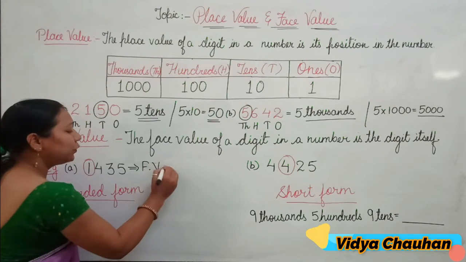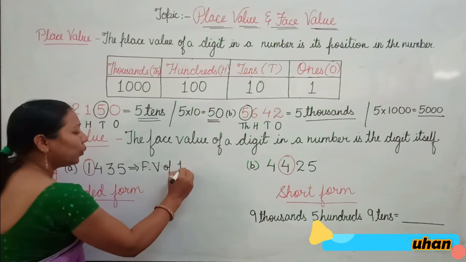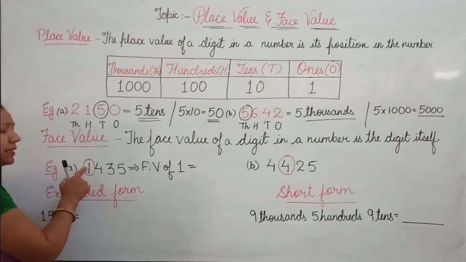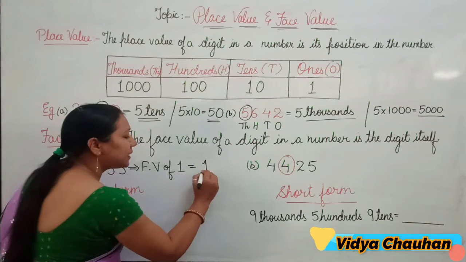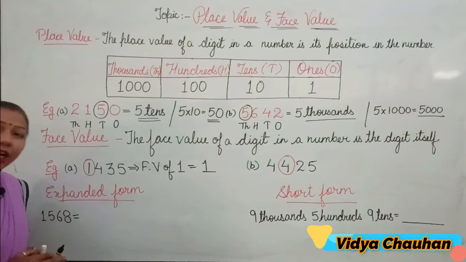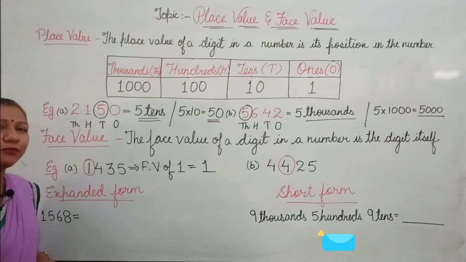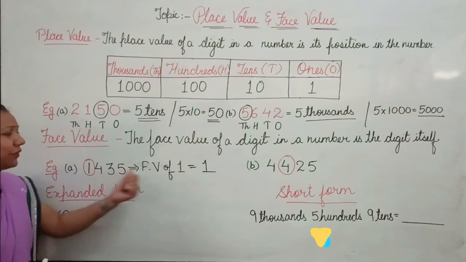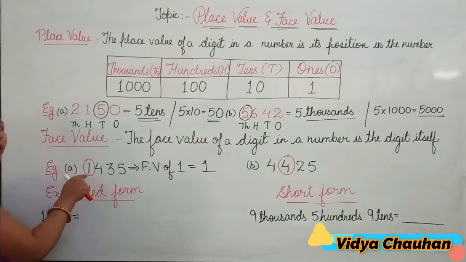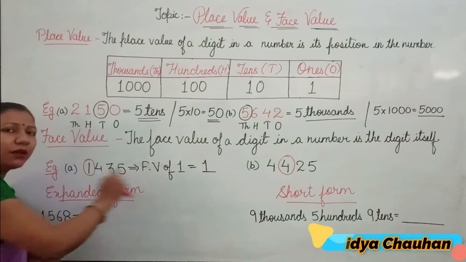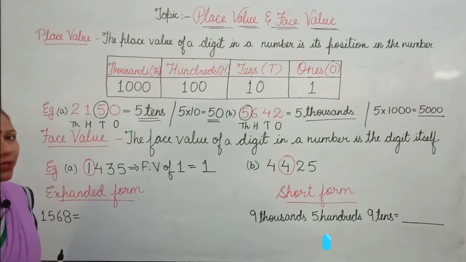Face value of 1 is, what is the digit here circled? 1. So the face value of 1 is 1 itself. That means the digit itself. Okay students, so this is how you can find the face value. Face value means whichever digit is circled, that will be the face value of the digit.